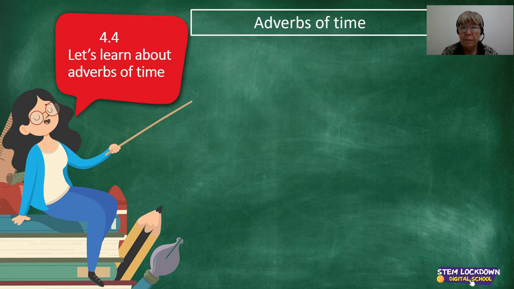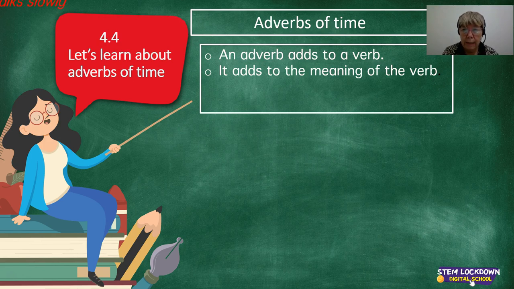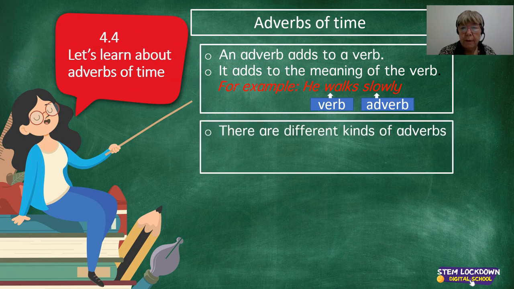And let's just review adverbs of time. Let's go over it. An adverb adds to a verb, and it adds to the meaning of the verb. So, for example, instead of just saying he walks, we could say he walks slowly. Walks is the verb, slowly is the adverb. Tells us more about that verb. And you get different kinds of adverbs. That one above, he walks slowly, is an adverb of manner. It tells you how he walked.